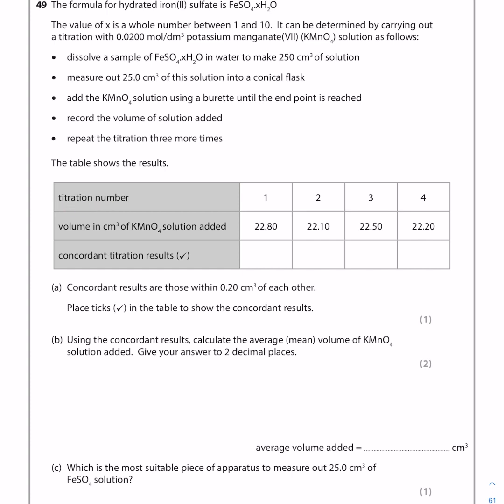Titration number 1, 2, 3 and 4, and it gives you the volume in cubic centimeter of potassium manganate solution added, and you want to mark the concordant titration results. Here, concordant results are those within 0.20 cubic centimeter of each other. Place ticks in the table to show the concordant results. Concordant results are those where the difference between them is 0.20 cubic centimeter or less, which are the second titration and the fourth titration.